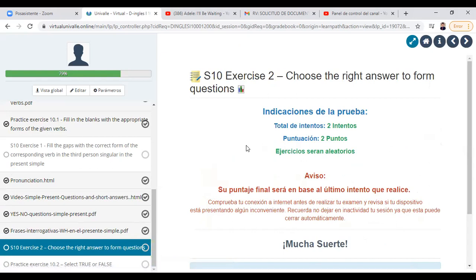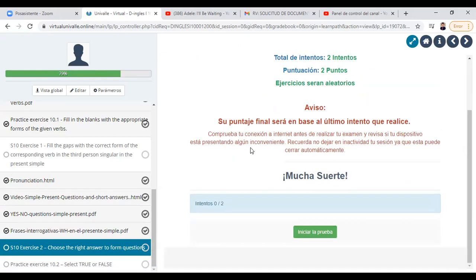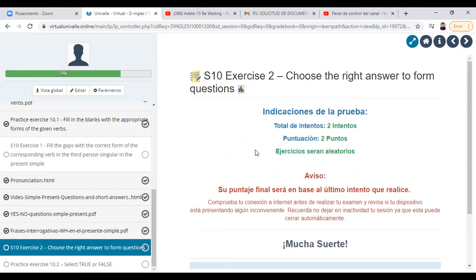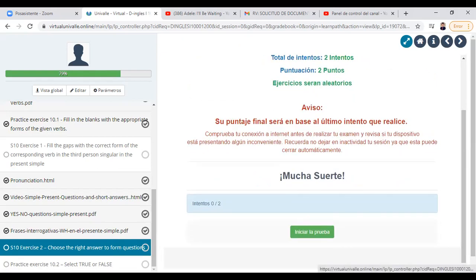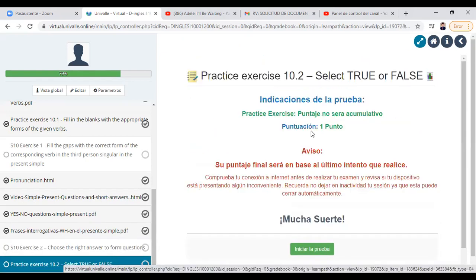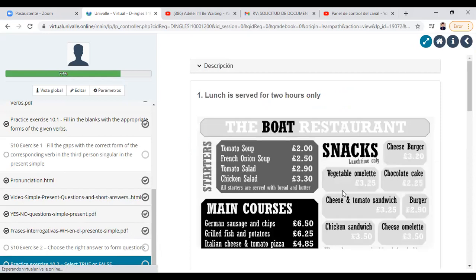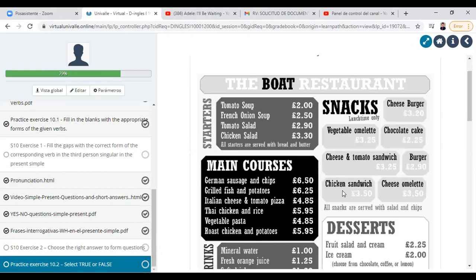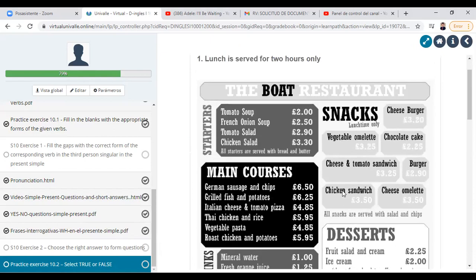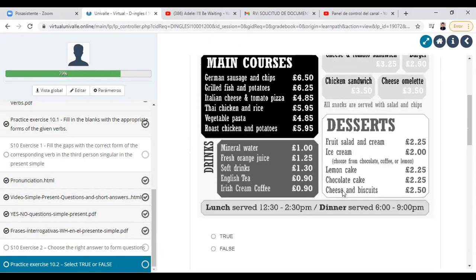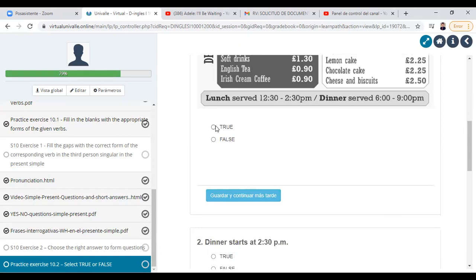And at the end, you're going to have two exercises. One is that you're going to choose the right answers to four questions. You're going to have two opportunities to complete this exercise, and it goes for 2 points. Also, you're going to have a reading, select true or false, a restaurant menu. And this is going to be a practice exercise. For example, we're going to get started. Lunch is served for 2 hours only. Let's take a look, okay? If we have lunch served from 12:30 to 2:30 p.m., that's true.